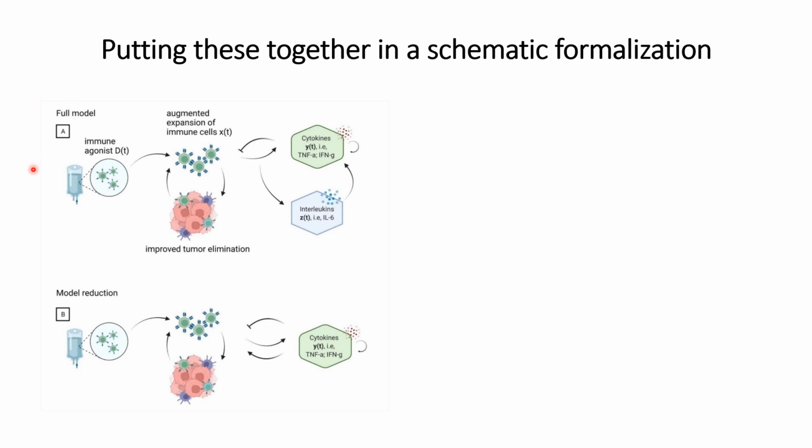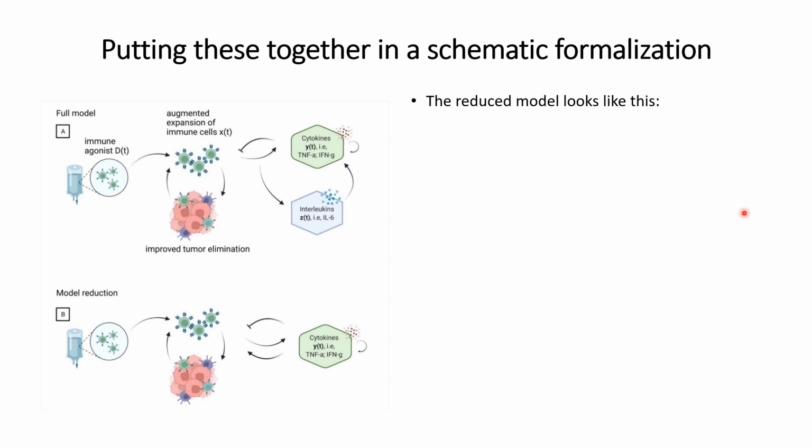So we have the full one, where the immune cell agonist comes in and increases the expansion of the immune cells. There is now improved tumor elimination, so there is this process, and these immune cells maybe start producing some cytokines, which can augment or inhibit the immune response, and also maybe some of these interleukins kick in, and you have these feedback loops. We were thinking that this process probably takes place on a shorter time scale relative to what happens over here. So we are using time scale arguments to reduce the system to fewer equations, where you really have just your drug, your immune cells, your tumor cells, and your cytokines.